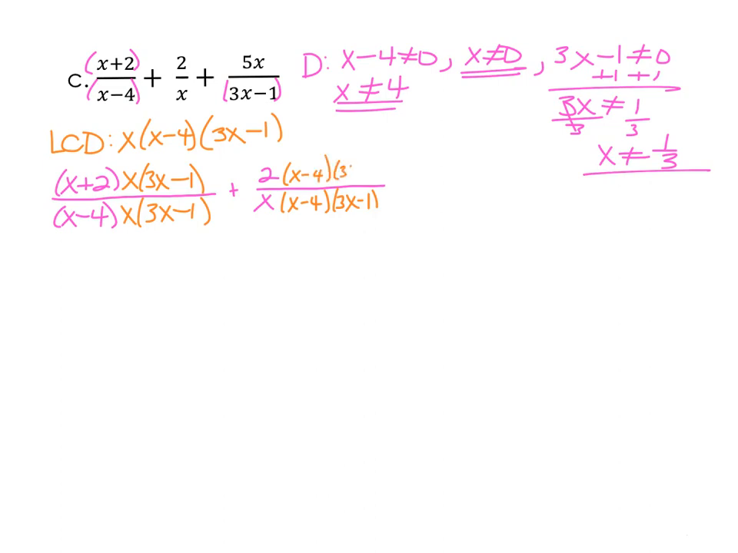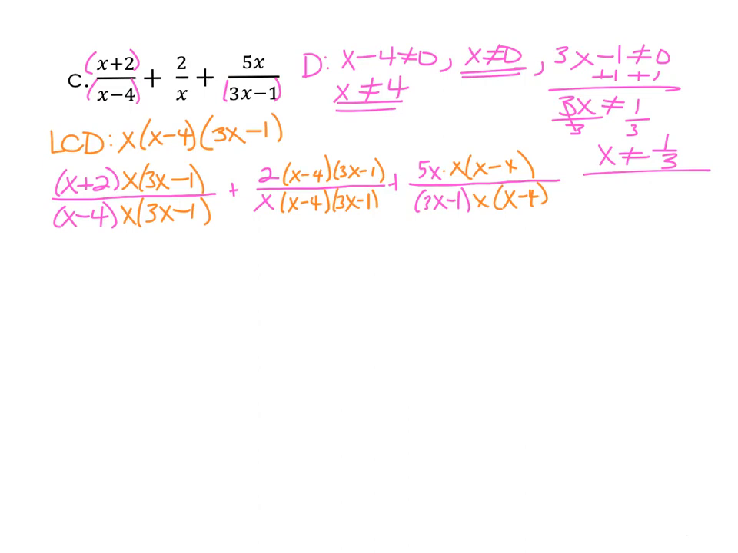So we're going to have to FOIL that. And then the last one has 5x. Extend that fraction bar. It has the 3x minus 1. But it still needs the x and the x minus 4, x and x minus 4. Wow, we have our work cut out for us here.